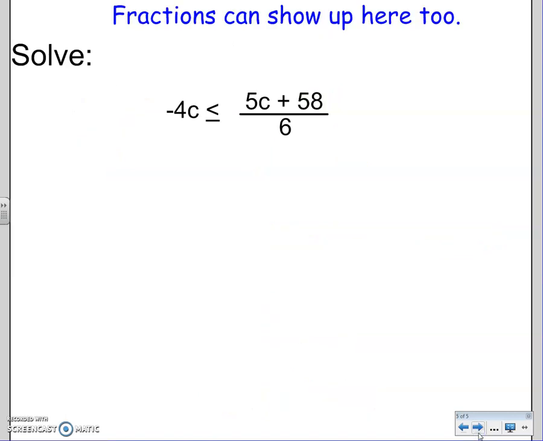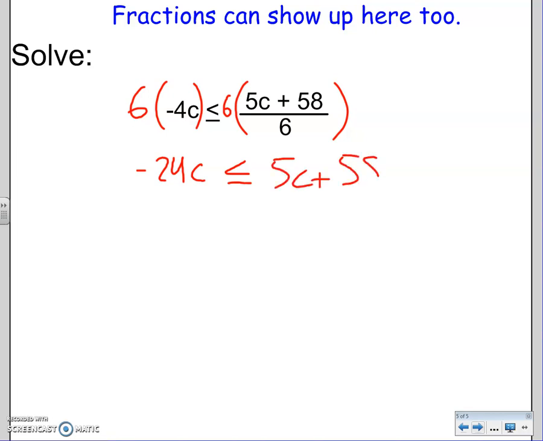Of course, fractions. So let's see, we have one fraction by itself. Let's get rid of our fractions by multiplying by the denominator. Multiply both sides by +6. So this left side, that's -24c. On this right side, the 6's cancel out. The sign stays the same. I did not multiply both sides by a negative. So it's just 5c plus 58. So again, when we multiply by the denominator, that denominator goes away, the top stays the same.